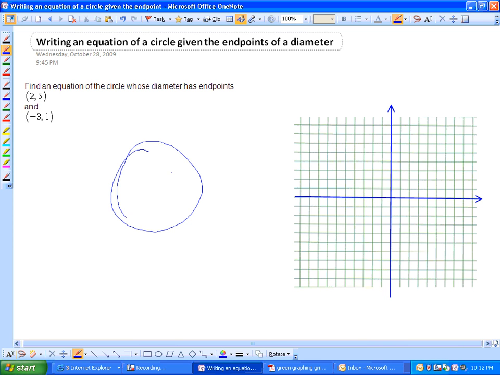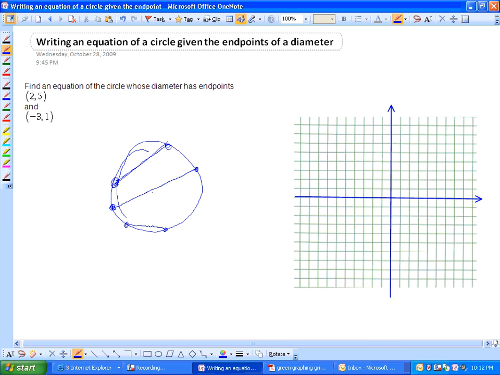All right, if you're given the endpoints of a diameter, a diameter is a special chord. Chords are line segments that connect any 2 points on a circle. They're called chords, so you have a lot of them. But a diameter is a special chord because it goes through the center. A diameter by definition is a chord that goes through the center, or it's the widest chord possible.